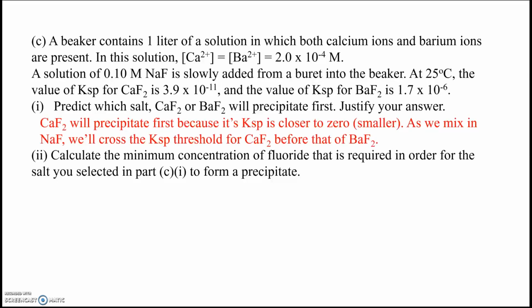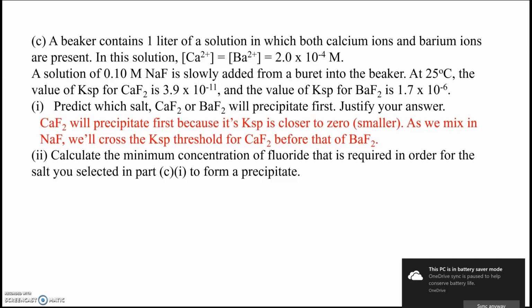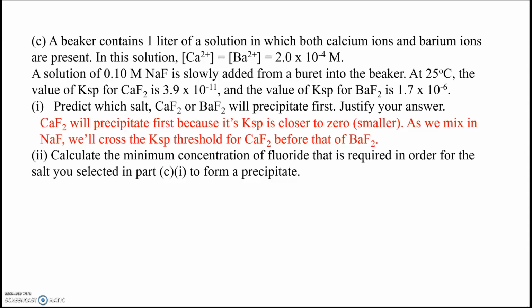So what we've got to do is come up with an answer. Calcium fluoride will precipitate first because its KSP is closer to 0. It has a smaller KSP. You can see, in fact, that's roughly 100,000 difference. As we mix in this sodium fluoride, we're going to cross the KSP threshold for calcium fluoride before I get to barium fluoride.